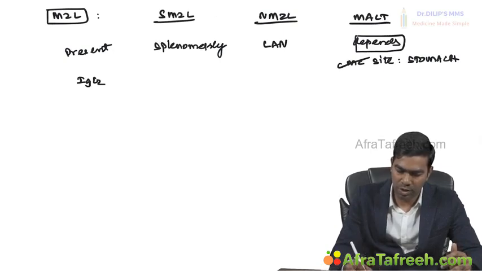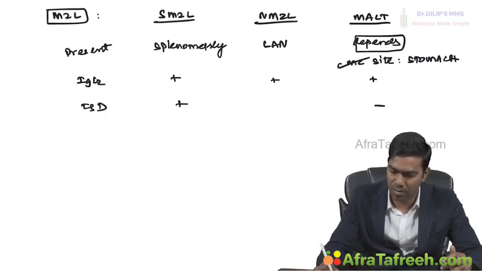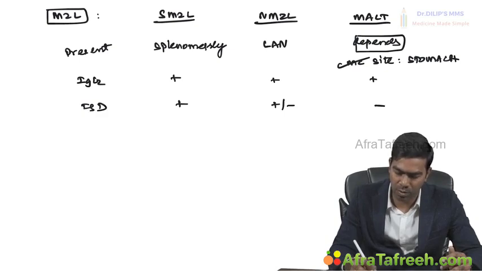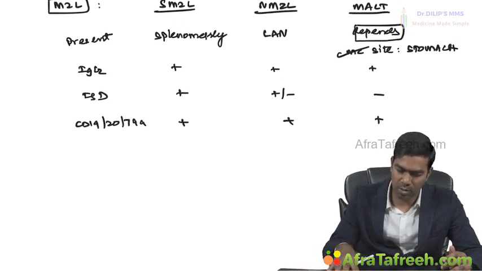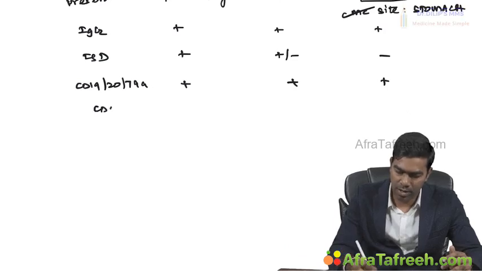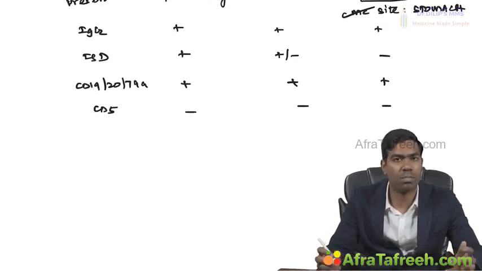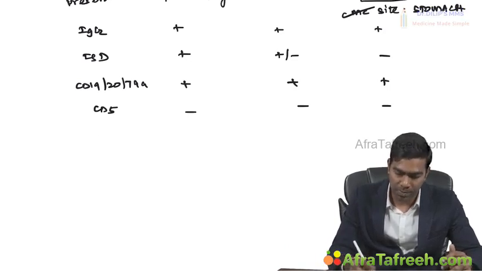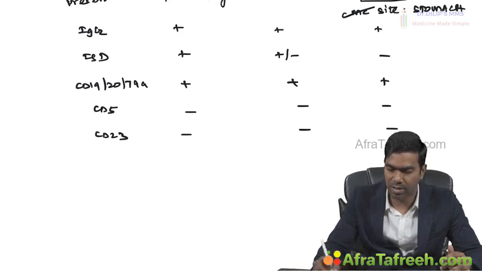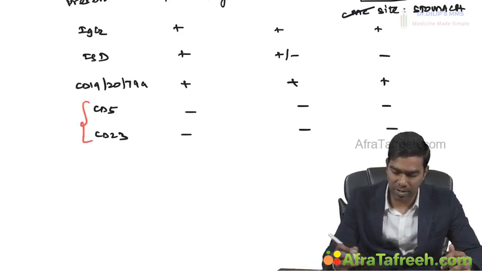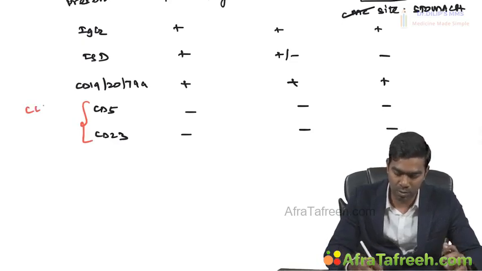And immunoglobulin M will be positive for all these tumors. Immunoglobulin D can be positive or negative, intermediate for nodal marginal zone lymphoma. CD19, CD20, CD79a are all positive for marginal zone lymphoma. And CD5 will be negative, suggesting that this is not from B1 B cells, this is from B2 B cells. And CD23 again will be negative. Remember, CD5 and CD23 are two important markers to tell CLL and mantle cell lymphoma.